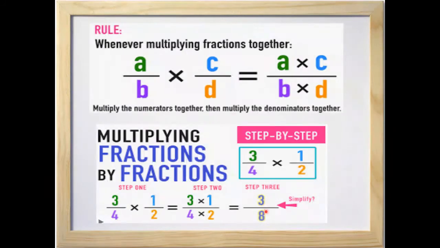Now children, 3 by 8 is a proper fraction, so we don't have to simplify it more. But if the product is a proper fraction, we can just keep it like that, or we can convert it into a mixed fraction. Understood, children?